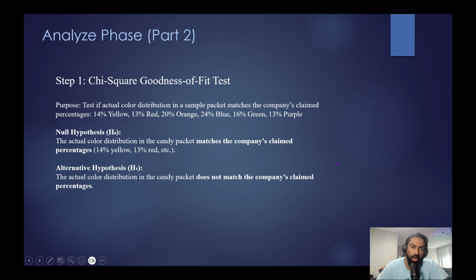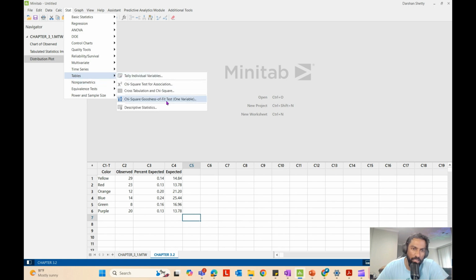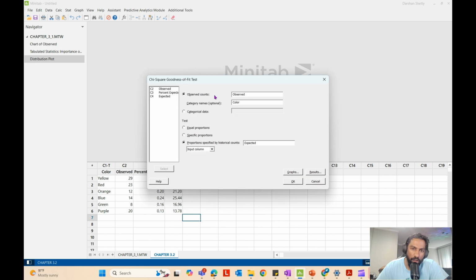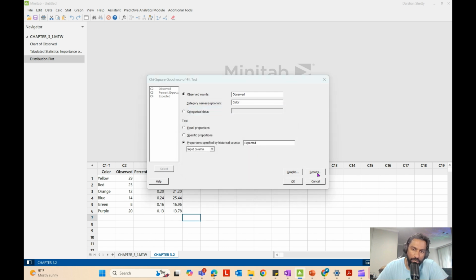To do the chi-square goodness of fit test, let's see how it's done on Minitab. All you have to do is go to Stats, Tables, and there you'll find the option Chi-Square Goodness of Fit Test. Select the test. In observed counts, you can select observed. In categories, you can select color. In the proportions specified by historical counts, it's the expected. This one can be input column. Select all the graphs and even the display results and hit OK.